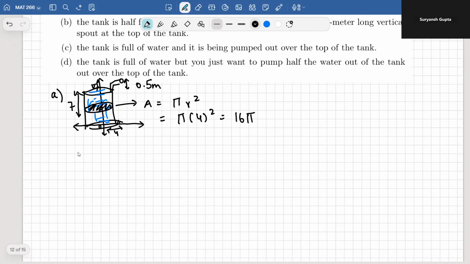So now let's state what's given to us. It's given that top of tank, y is equal to 7, and top of the spout, the vertical spout.